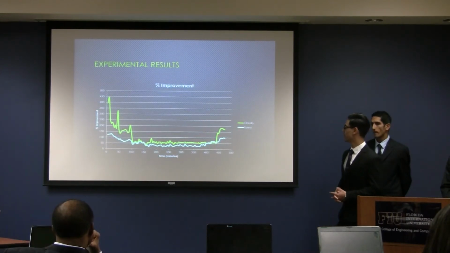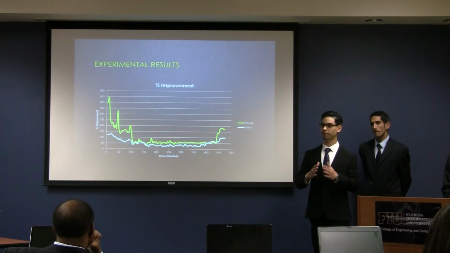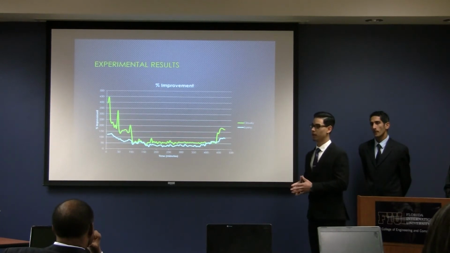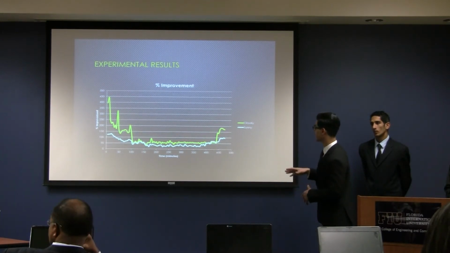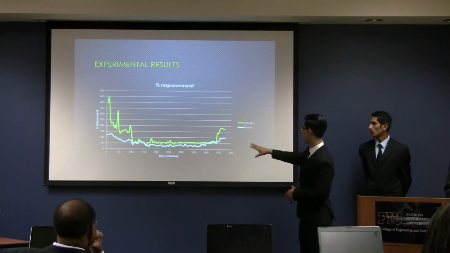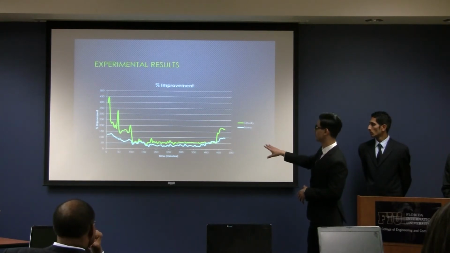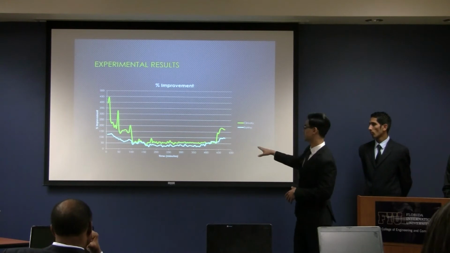Right here we have a graph of the percent improvement from basically a flat panel to a curved panel. And it's important to note here that the biggest improvements are at the very beginning and at the end. And what this represents is basically sunrise and then sunset.